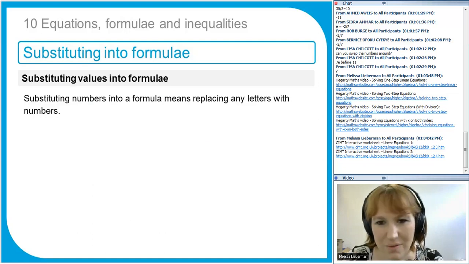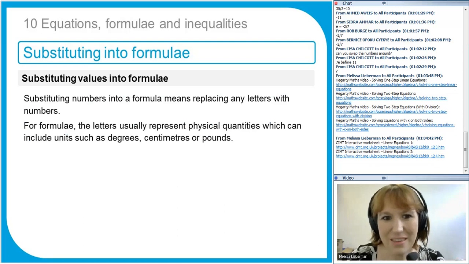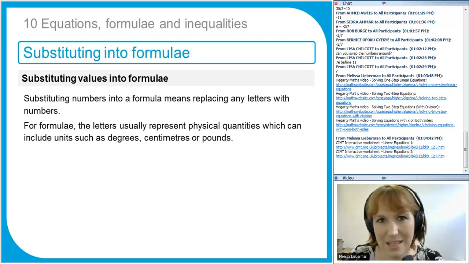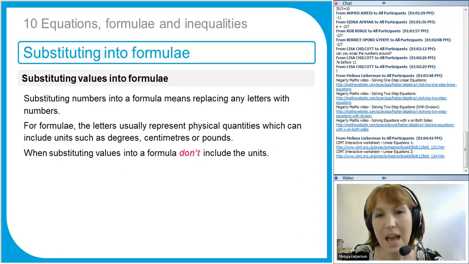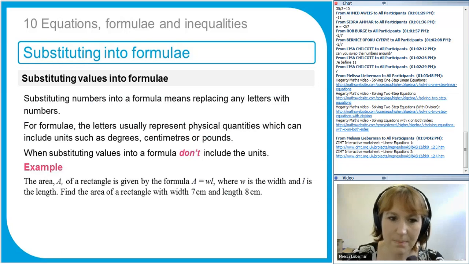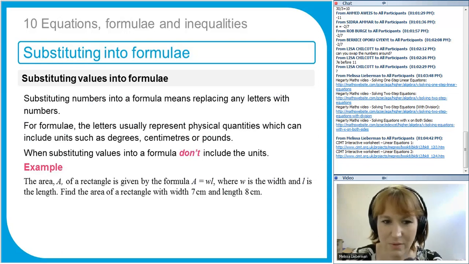And we need to substitute the values into the formula to find the thing that we're looking for. And usually they'll include units like degrees or centimetres or pounds and pence. But the thing to remember is don't put the units into the formula, just put the numbers, and you can put the unit in at the very last step. So don't put it in first. So here's an example, a very straightforward example.